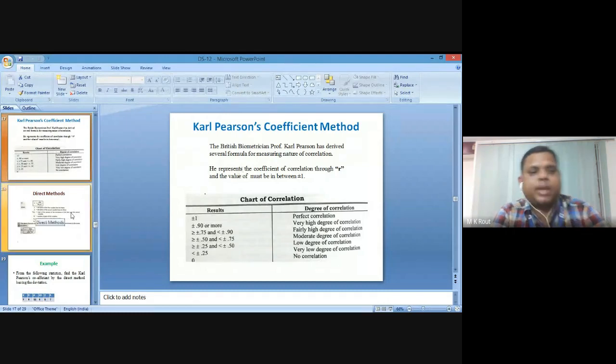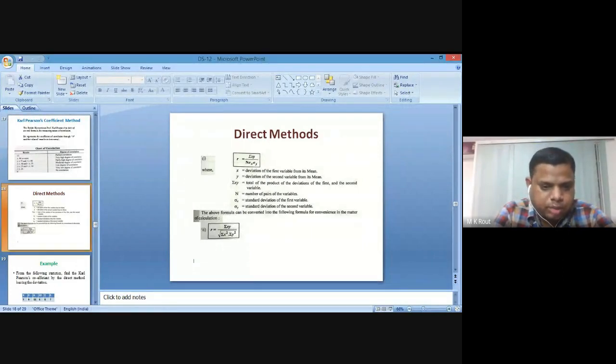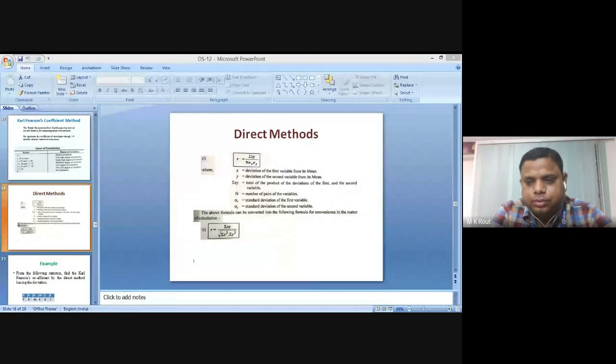In case of Karl Pearson coefficient methods, the first type of method is known as the direct method. Just note down the formula, then we proceed to calculate examples. As you know, we are running short of time. If you finish, just drop a text in the chat box.